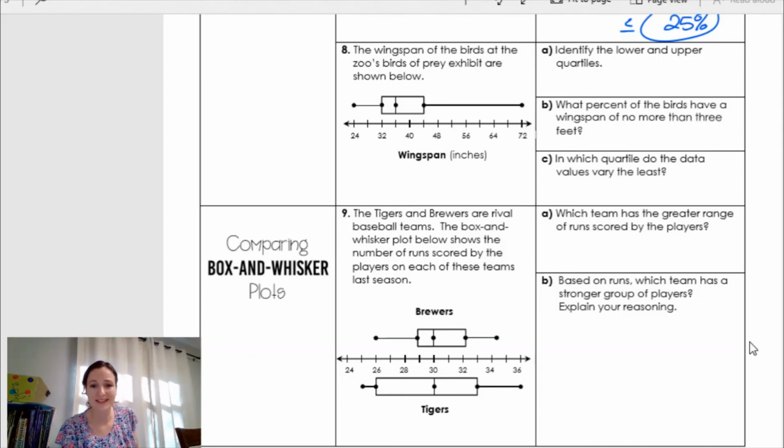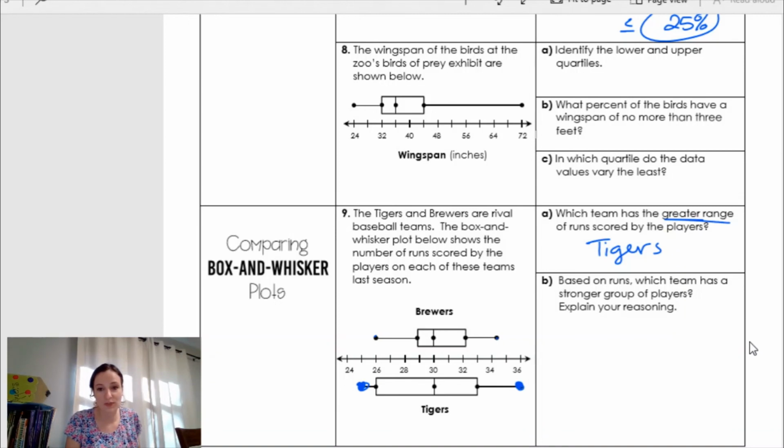Which team has the greatest range of runs scored by the players? So the range is your biggest minus your smallest. So it will have the most spread out box and whisker plot. So which one has a wider box and whisker plot? Well, the Tigers do. Notice here that their maximum goes all the way to 36, which is greater than the Brewers' max, and their least minimum value comes all the way down here to 25, which is even smaller than the Brewers. So the Tigers have the greatest range.